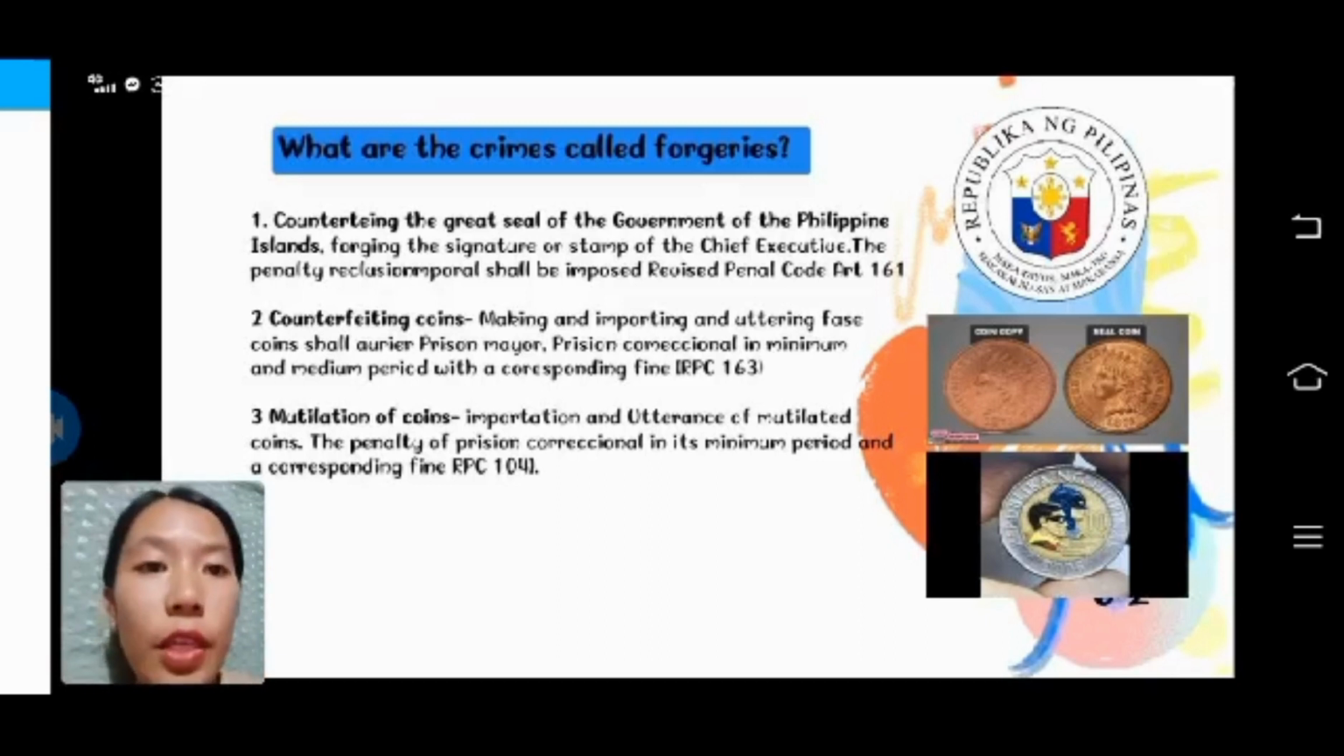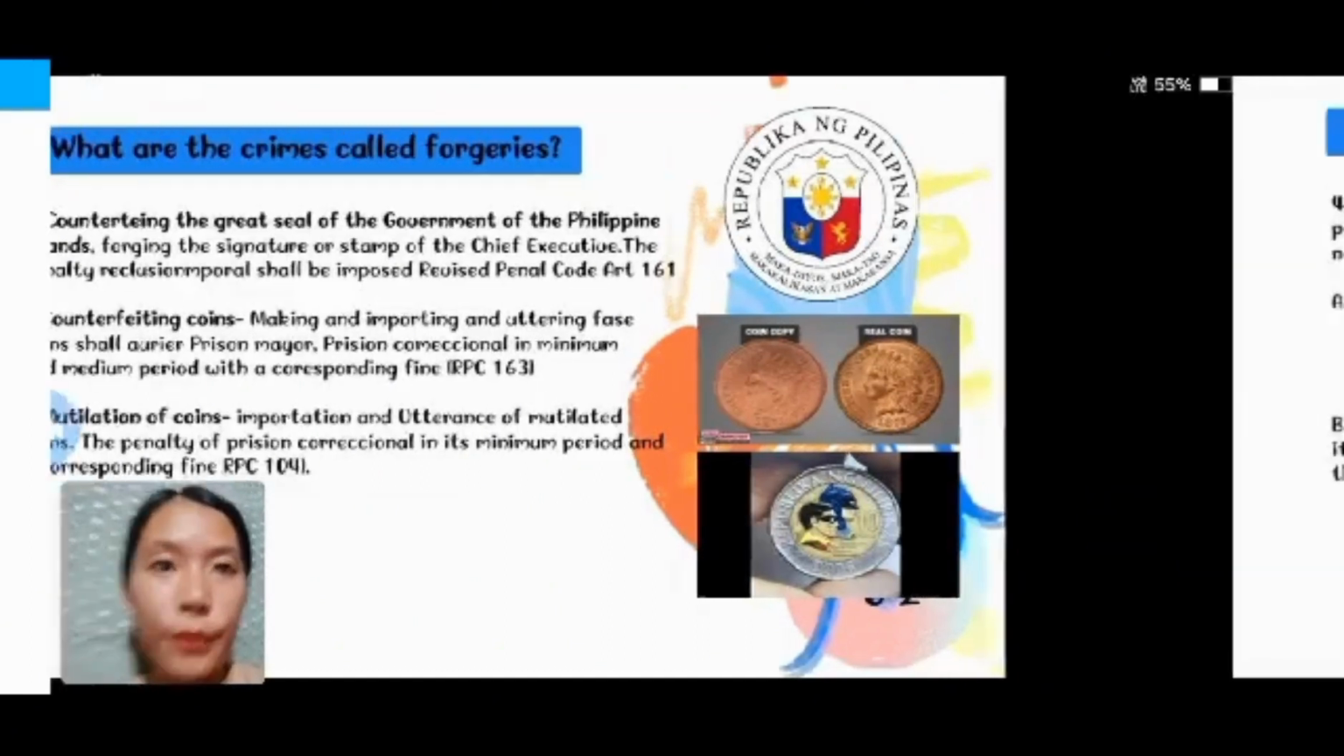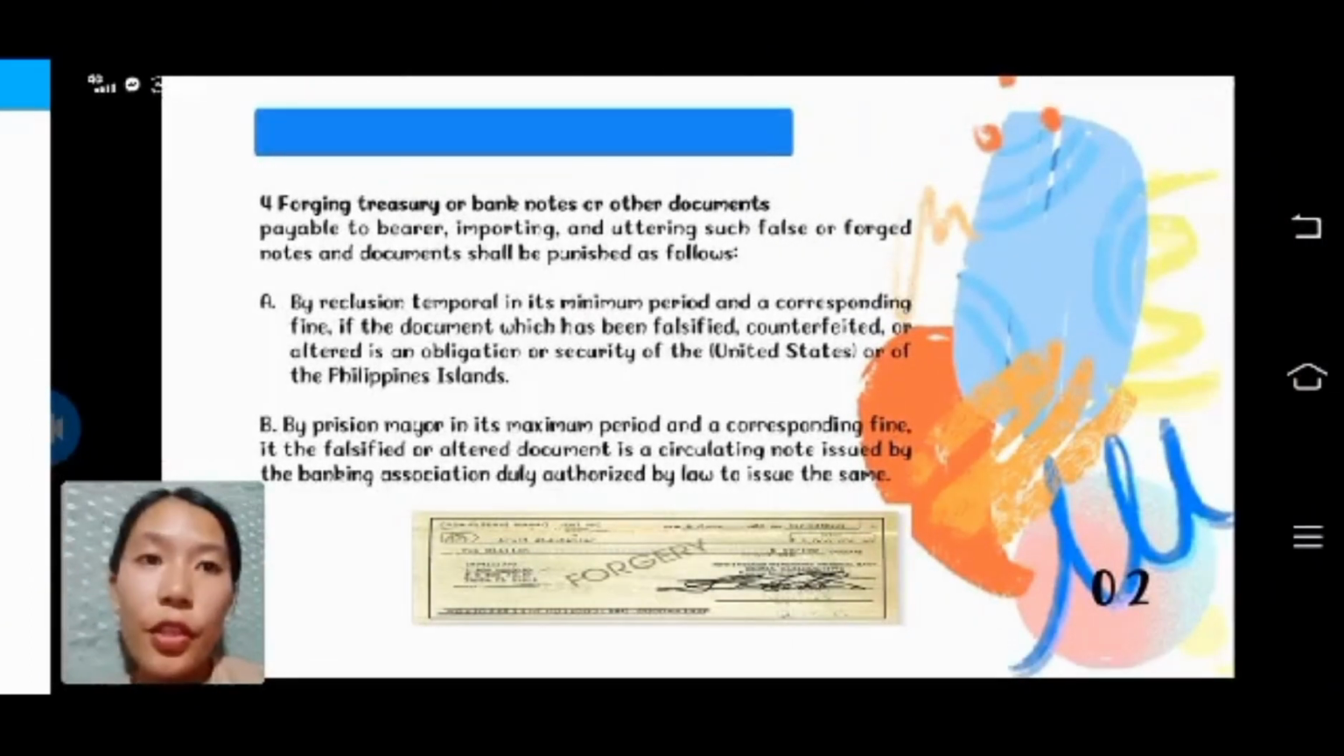Third is the mutilation of coins, importation, and utterance of mutilated coins. The penalty is prision correccional in its minimum period and a corresponding fine, under RPC Article 164. Fourth is forging treasury or bank notes or other documents payable to bearer, importing and uttering such false or forged notes and documents, which shall be punished as follows: A, by reclusion temporal in its minimum period and a corresponding fine.